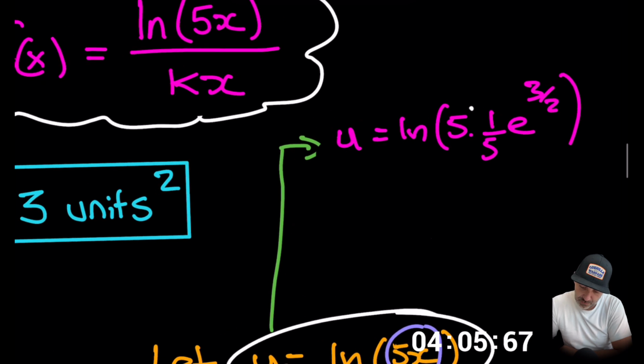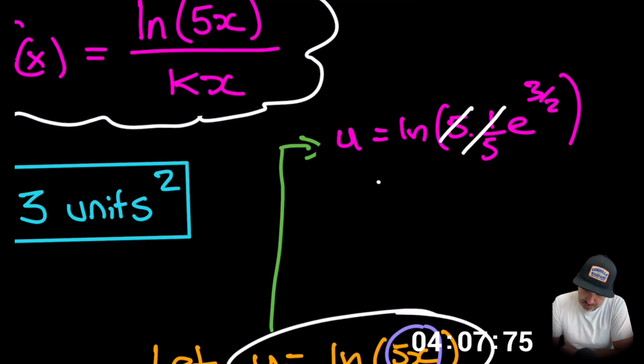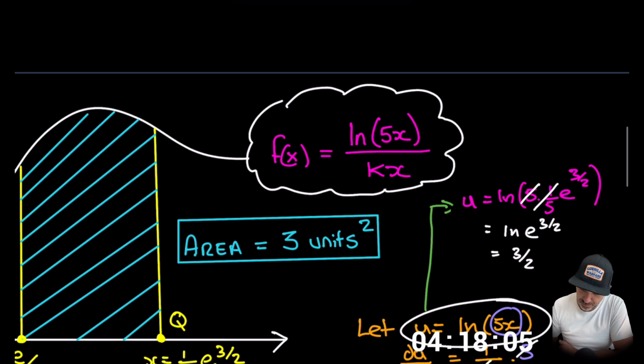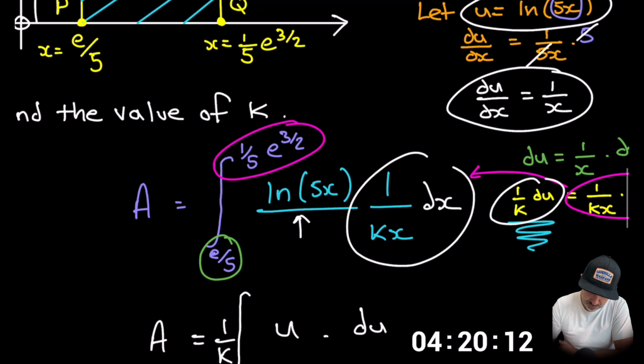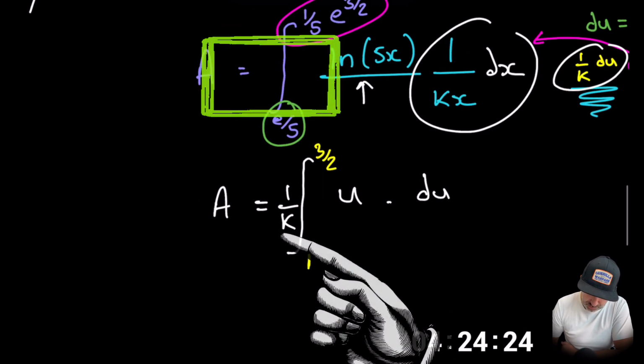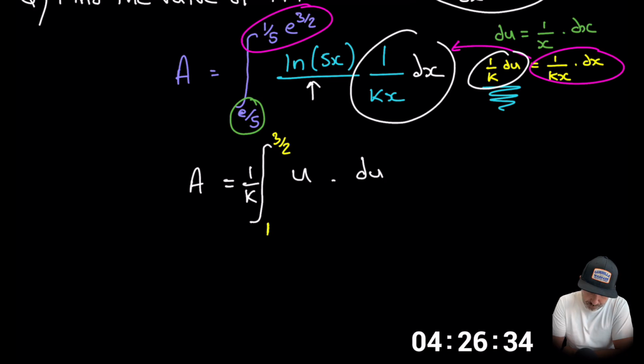And conveniently, the 5's will cancel again with the 1/5, leaving us with natural log of e to the 3 over 2. And the answer to that will just be 3 over 2, because the base of the log is e. What do we raise e by to give e to the 3 over 2? So that will be 3 over 2. So therefore now we have our upper limit, 3 over 2, and we're ready to start substituting some values in.